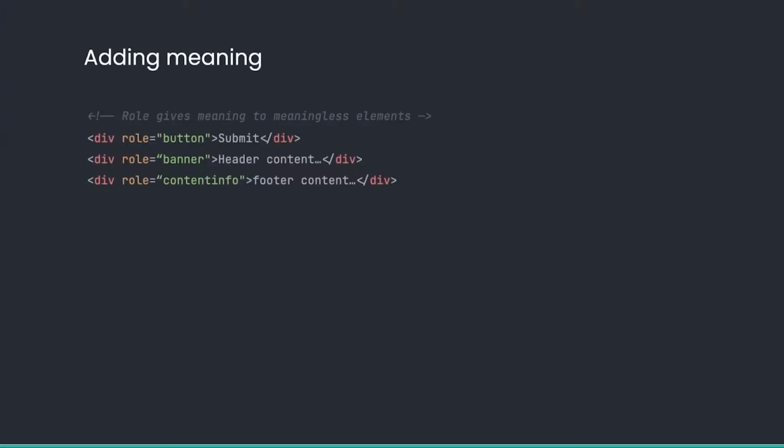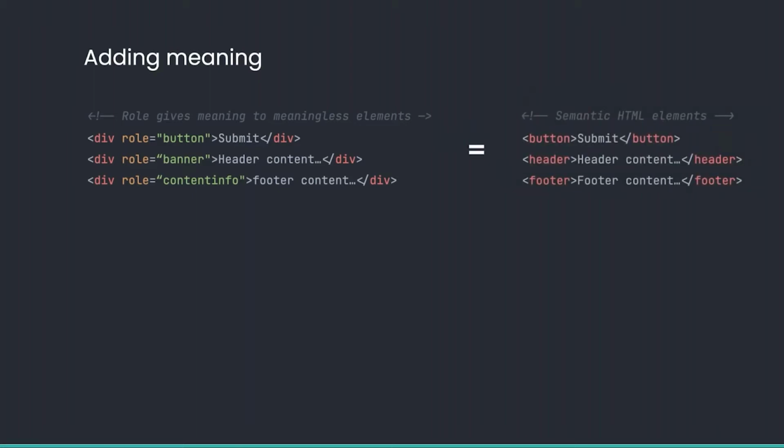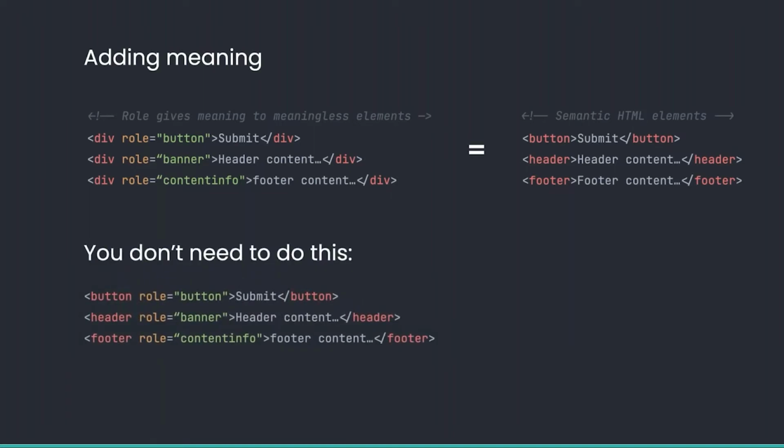So here we've got three examples of non-semantic elements, so they're just divs. But by giving them roles, we're telling the screen reader that they're the same as these semantic elements. So even though it's a div, it's now a button, it's now a banner, or a header, it's now a footer. And all the HTML5 elements and some of the older ones have got a lot of meaning built in. So you don't need to double up.